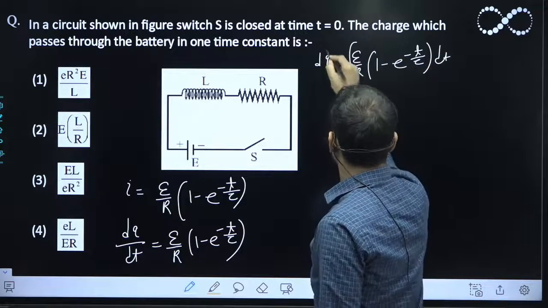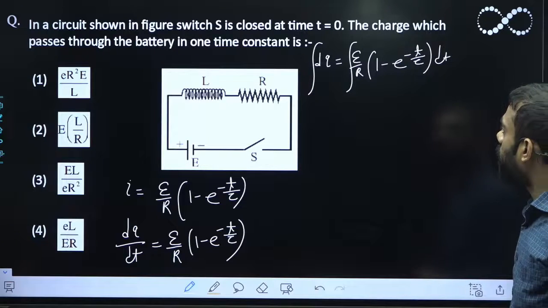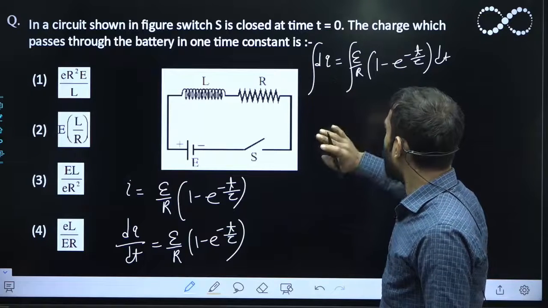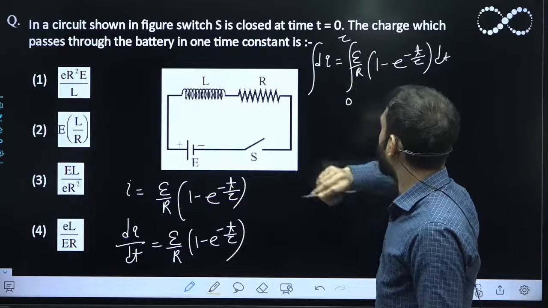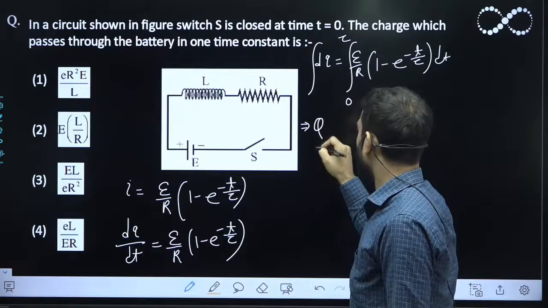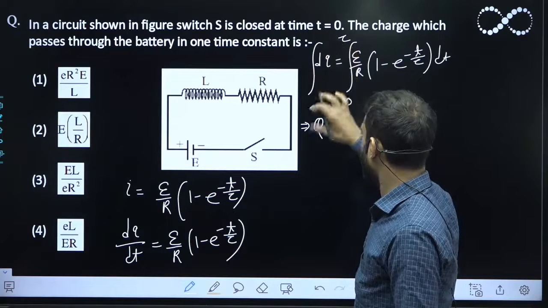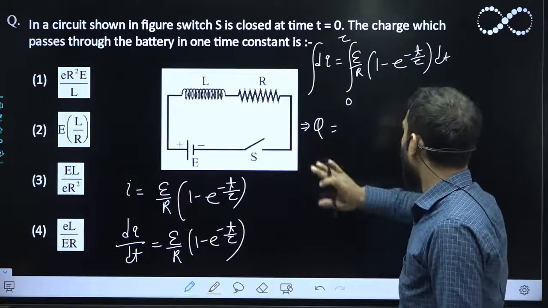dt, integrate this. Now it is saying the charge passes through the battery in one time constant. So you have to find the total charge flowing in one time constant. So dt will go from 0 to one time constant, and here you will get the total charge. Suppose you are getting Q that will flow in one time constant. Integration of dq, you will get Q. So capital Q is the total charge flowing in one time constant, and this is what I have to find here.